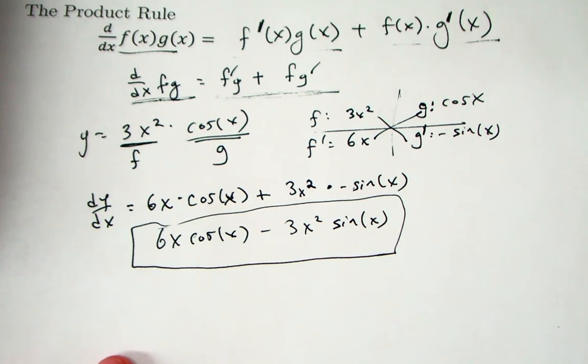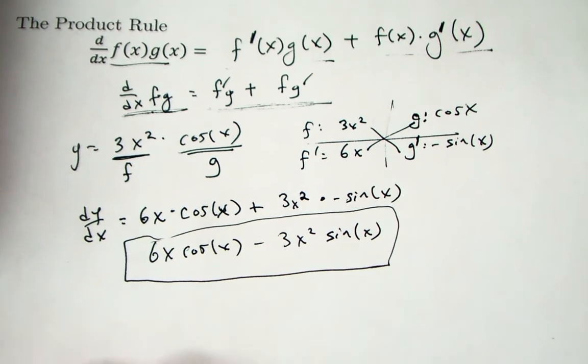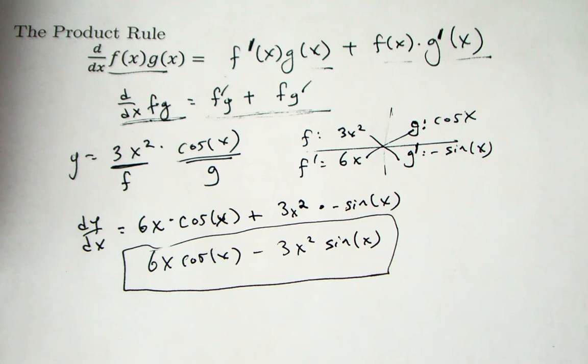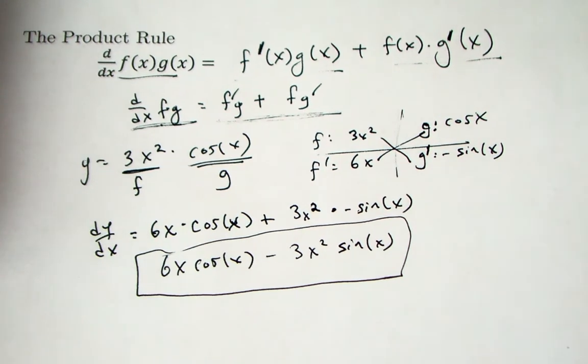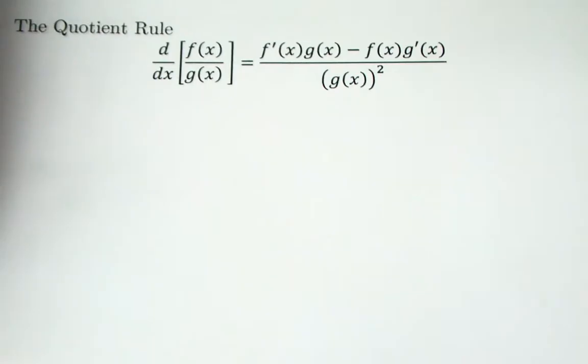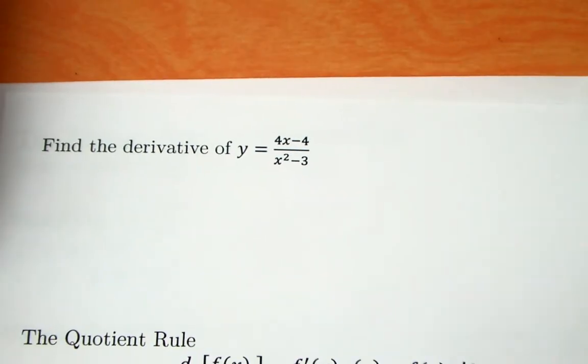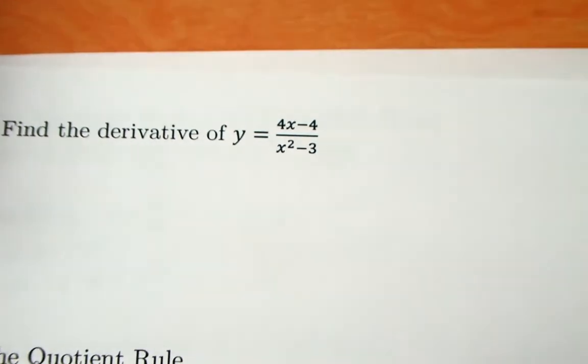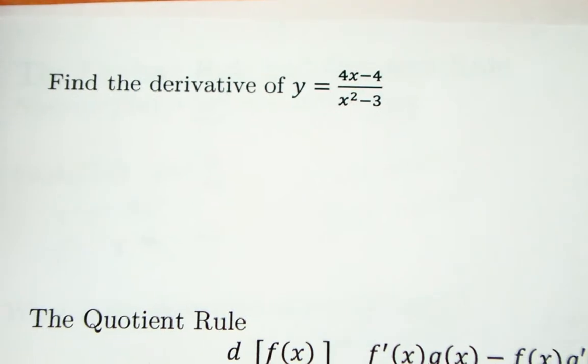Second part of the video deals with the quotient rule, very similarly related. In fact, if you know the product rule, you don't really need the quotient rule. That's provided you learn something else in the future called the chain rule, but we'll get there when we get there. So let's take a look at our function this time. Find the derivative of 4x minus 4 over x squared minus 3.